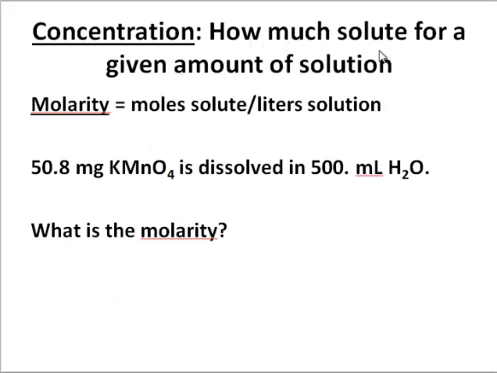Concentration is about how much solute there is for a given amount of solution. And chemists are interested in molarity, which is moles of solute per liter of solution. If you're aware of the definition of molarity, you can attempt this problem. 50.8 milligrams of KMnO4, the name of this is potassium permanganate, is dissolved in 500 milliliters of water. That means the volume of the solution is 500 milliliters. The question is, what is the molarity? You should attempt this before moving on.